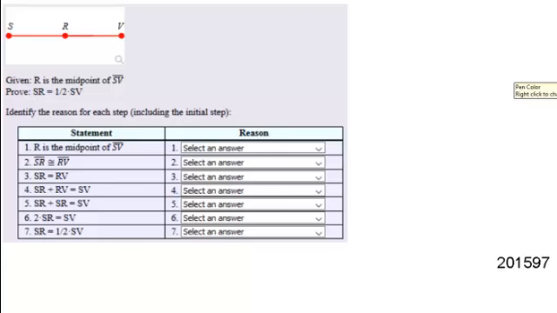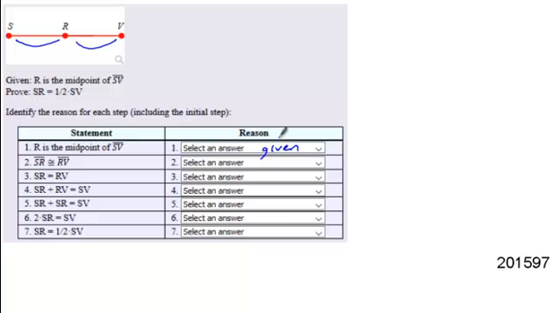We're just given that R is the midpoint, and we want to show that SR equals 1/2 SV. So the first thing is to take our given information. R is the midpoint, so I know that these two segments are equal to each other, because the midpoint cuts off the segment into two equal parts. Find where that statement is located, and that is my given.